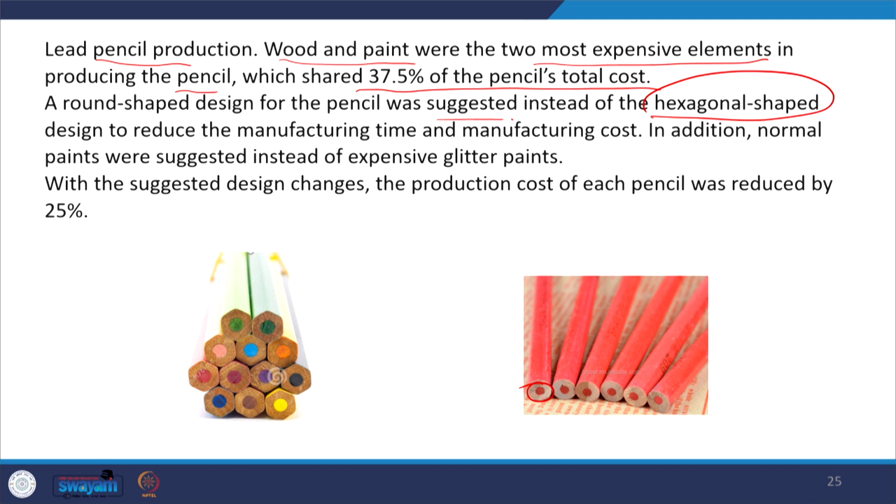So, if you make a hexagonal structure, obviously the finishing is more. So, the cost was increasing. So, by suggesting those design changes and the paint and the color, the production cost was reduced by 25%, which, simply one can say, is the profit to the company if the sales remain constant. So, this is a simple profit to the company, right.